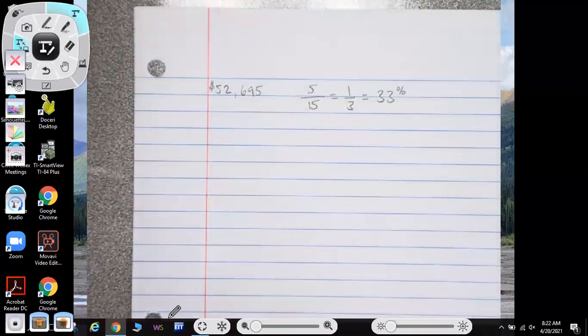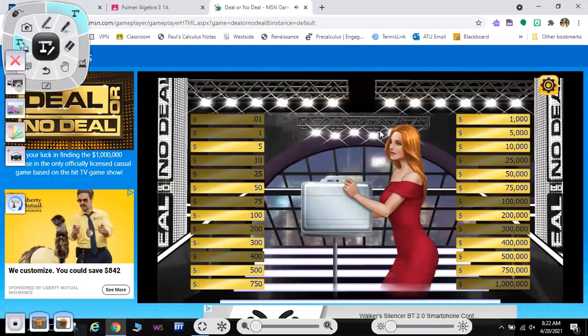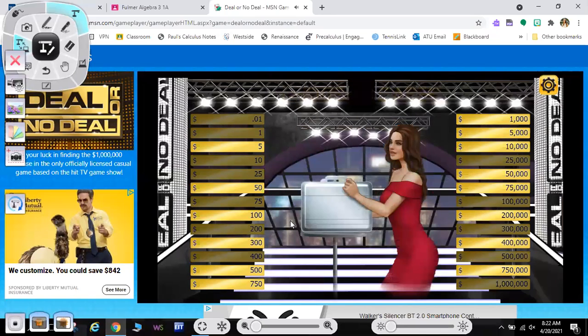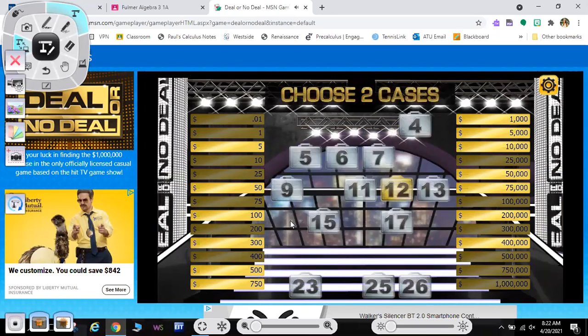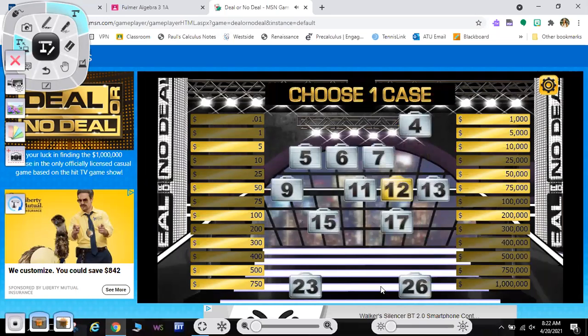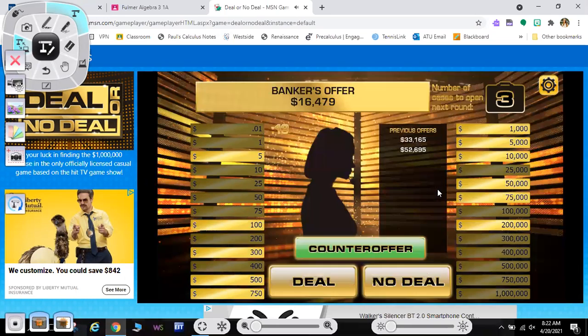So let's go ahead and keep going. I'll show you. We need to choose 4 cases for this round. Oh, I'm not having a very good round. I just eliminated the 2 highest values. 3 highest values. Cool. So my banker's offer is not going to be very good. Banker's offer is $16,479.